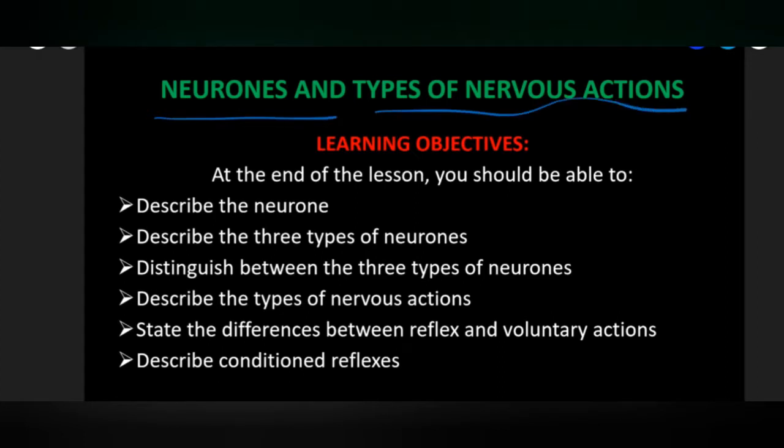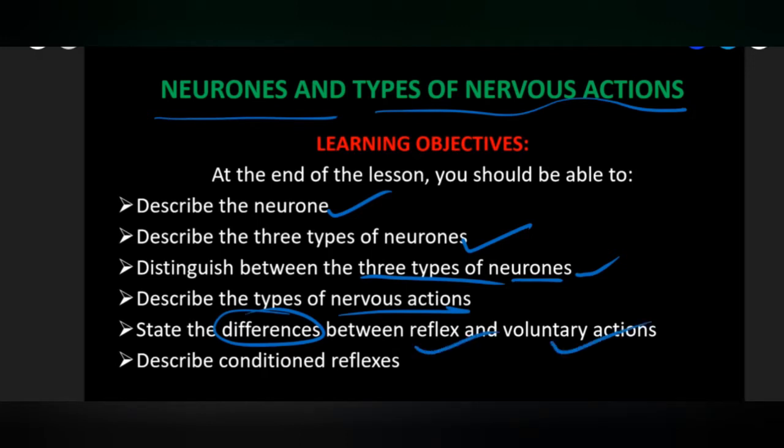Our learning objectives. At the end of this lesson, you should be able to: 1. Describe the nervous system. 2. Describe the three types of neuron. 3. Distinguish between the three types of neuron. 4. Describe the four types of nervous actions. 5. State the differences between the reflex actions and voluntary actions. 6. Describe conditioned reflexes.